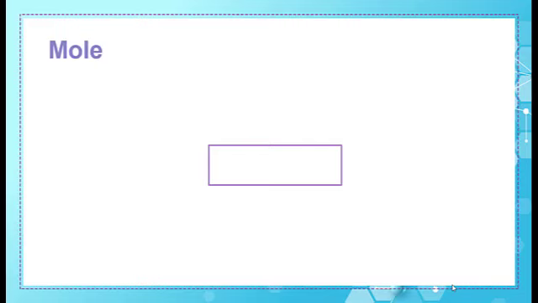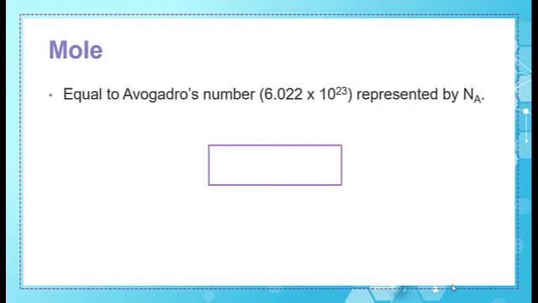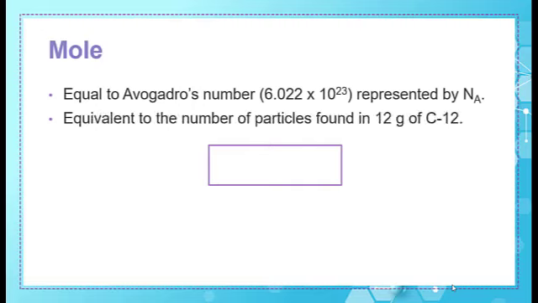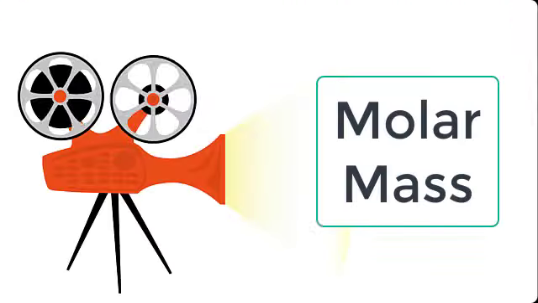The notion of the number of moles that is shown in the video is equal to Avogadro's number that is represented by Na, which stands for 6.022 times 10 power 23. Surely this number is not for study. It is equivalent to the number of particles found in 12 grams of carbon-12. So 1 mole is equal to 1 Na.